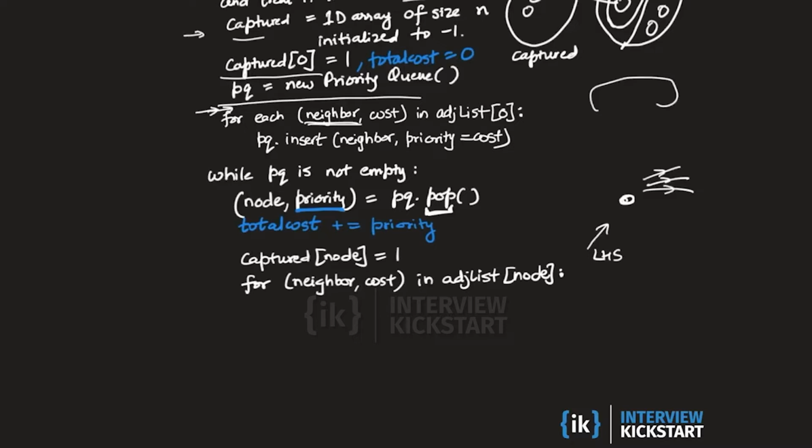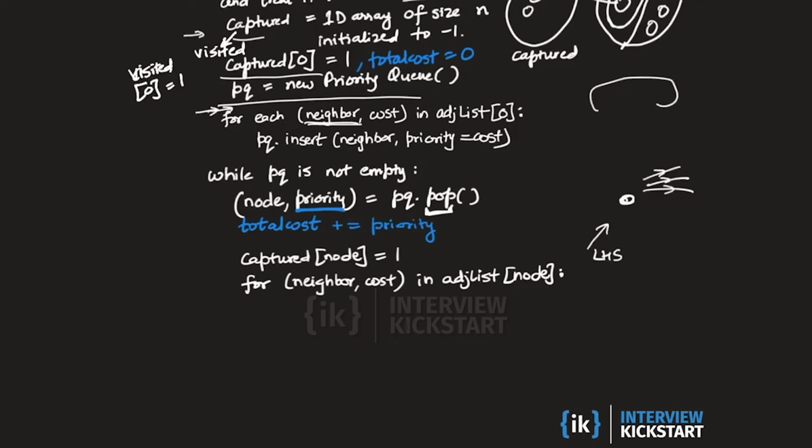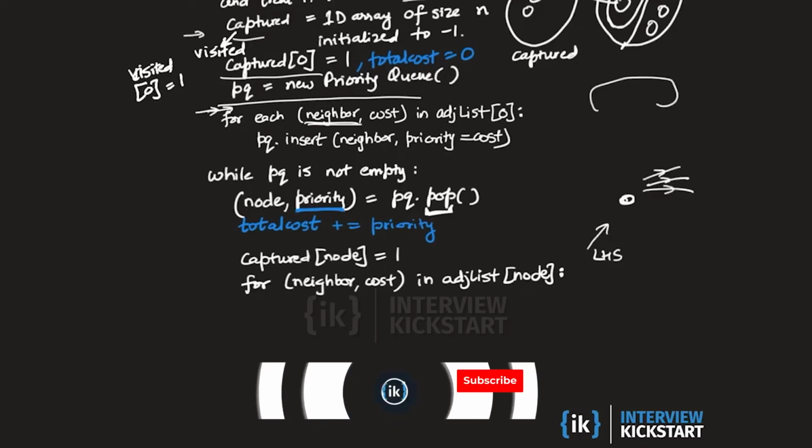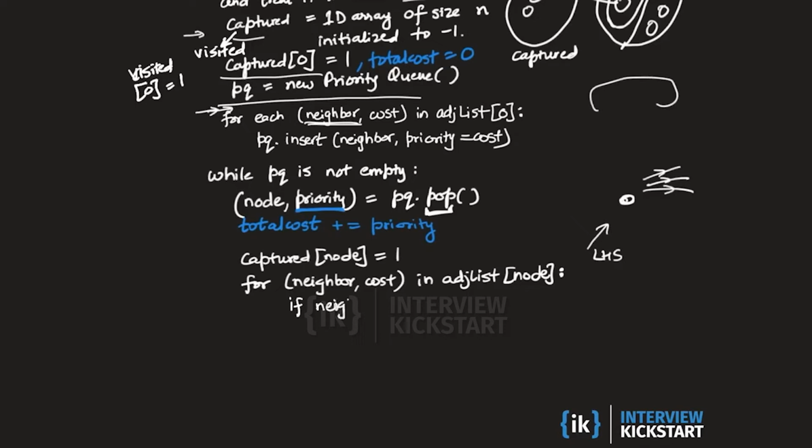So apart from captured, let's say we also have another array called visited, which is also a one-dimensional array of size n initialized to -1, and the visited value of the source, which is the vertex of ID 0, is also 1. So every time a node is newly discovered, that is the point where we mark it as visited. So we say if the neighbor has not yet been visited, so if the neighbor is not visited, that means visited of neighbor is equal to -1.